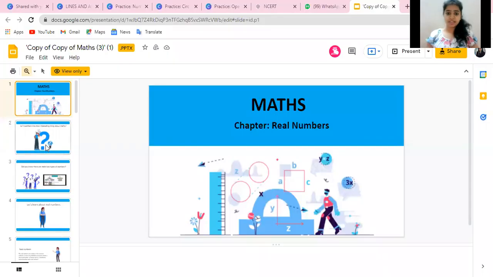Hello students, in today's session, we'll solve and learn a lot of things about the chapter Real Numbers, which is one of the most important topics for mathematics. So let's start and let me just share my screen. Okay, so here we start with the chapter Real Numbers.